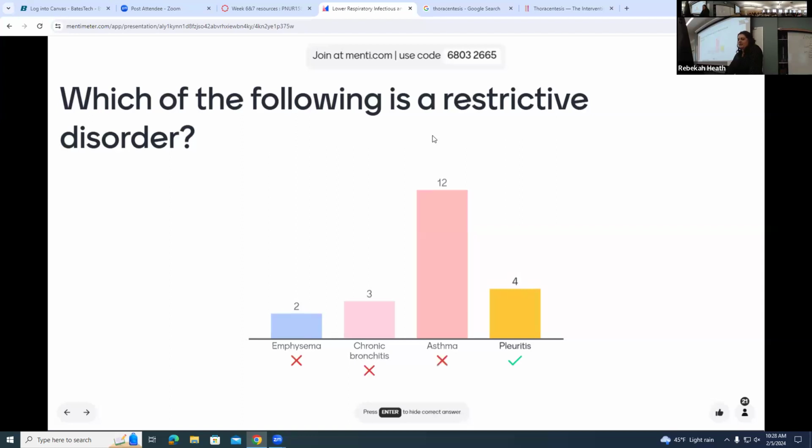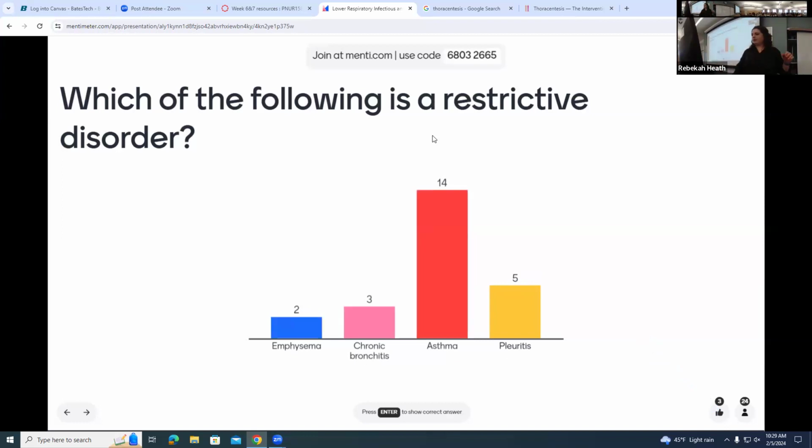All right, pleuritis. So obstructive, remember, COPD is the obstructive diseases. That's where something's obstructing, or like the swelling inside, that's considered obstruction. Restrictive, that's the pleuritis, where you have fluid that builds up outside the lungs and is actually restricting your ability to expand your lungs. So glad we covered that one.